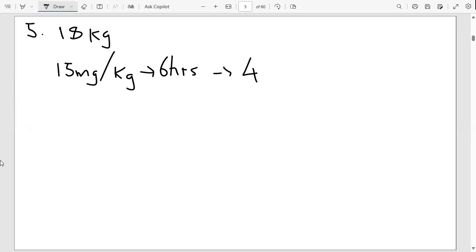So the concentration of the syrup that they've given is 250 milligrams per 5 mils of the syrup. So there are 250 milligrams of the paracetamol in 5 mils of the syrup, and we are giving this every 6 hours. The first thing we should do is calculate the dose per administration in mils. So how are we going to calculate the dosage per administration?